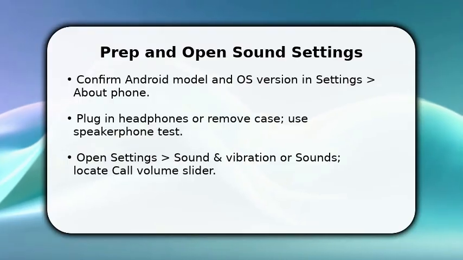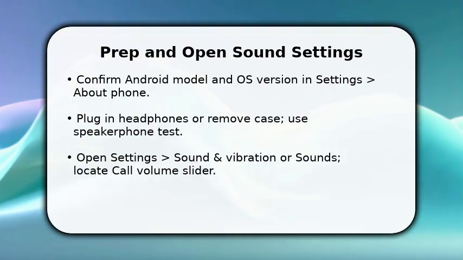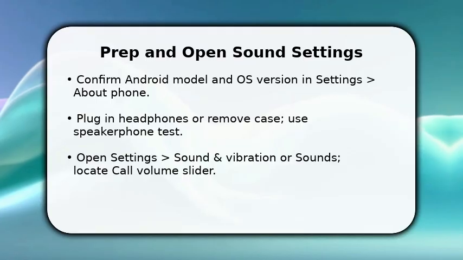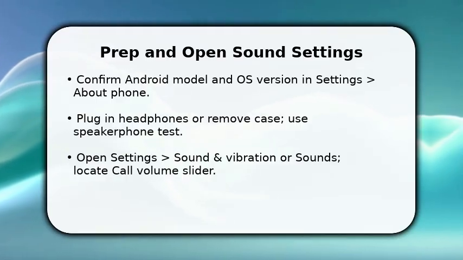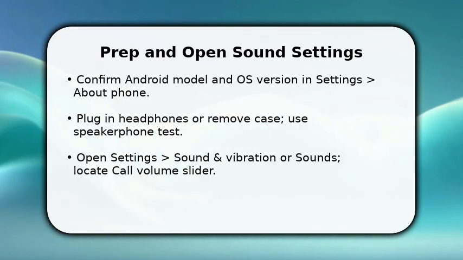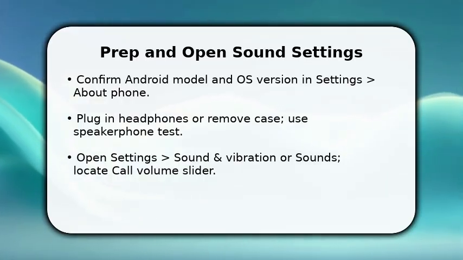You start now. Check your Android model and OS so you know which menus match. This matters because manufacturers rename options. Next, remove any case or plug-in headphones to rule out physical muffling. Then open Settings, go to Sound and Vibration or Sounds, and find the call volume slider. This directly controls in-call loudness.